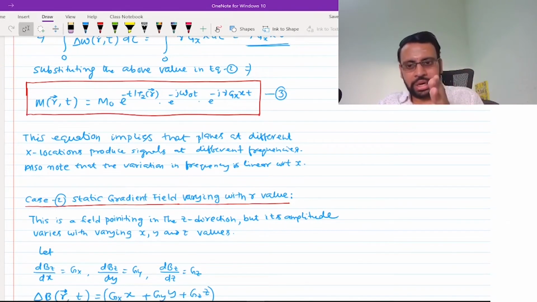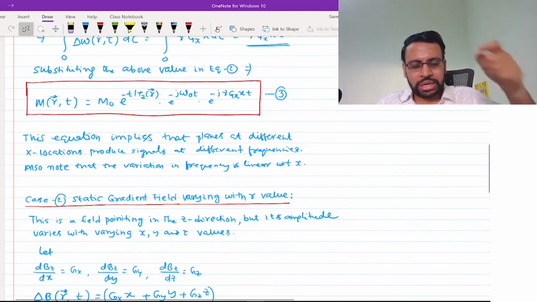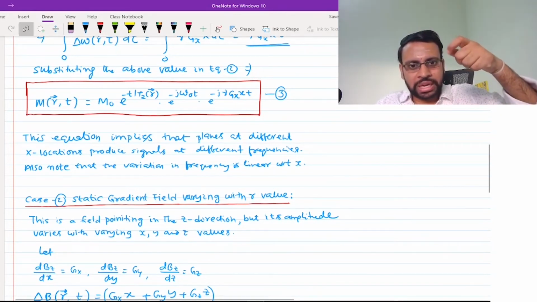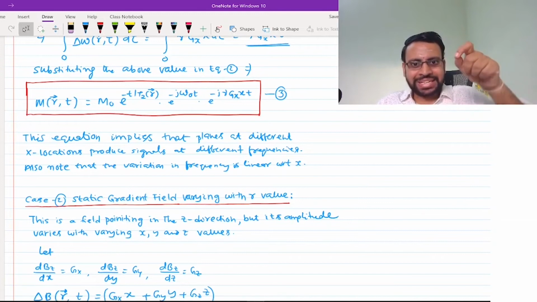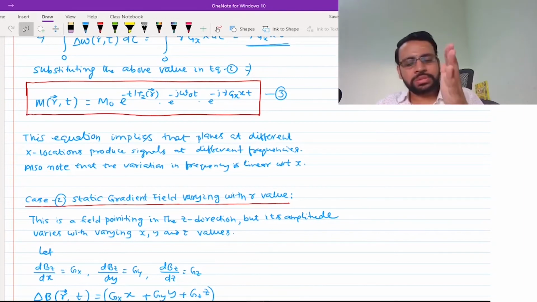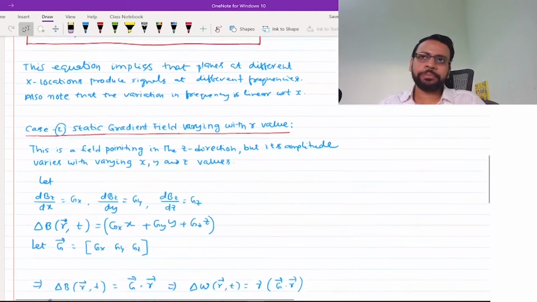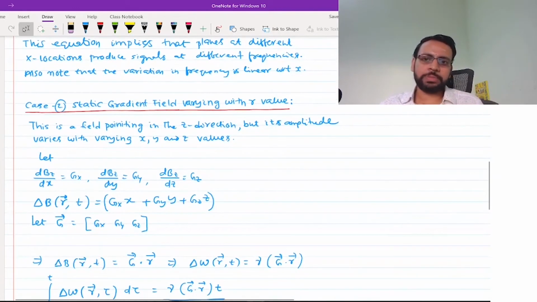The rate at which this frequency varies is linear with respect to x. As you could see here, at any given location its value is omega naught plus gamma times g x times x. Gamma and g x are constant, right? So this varies linearly with respect to x. Hope that is clear.